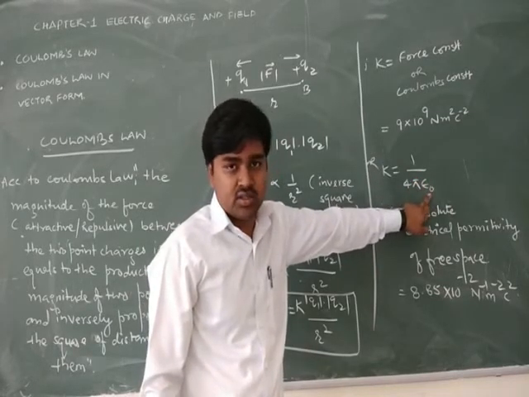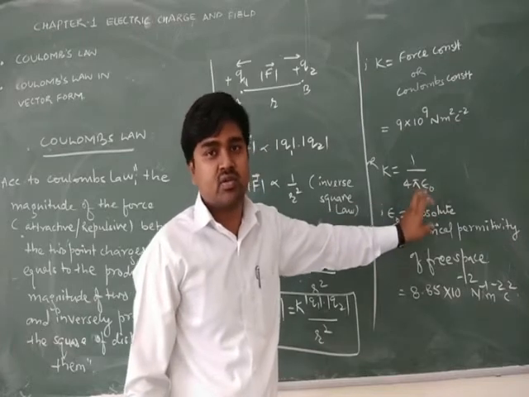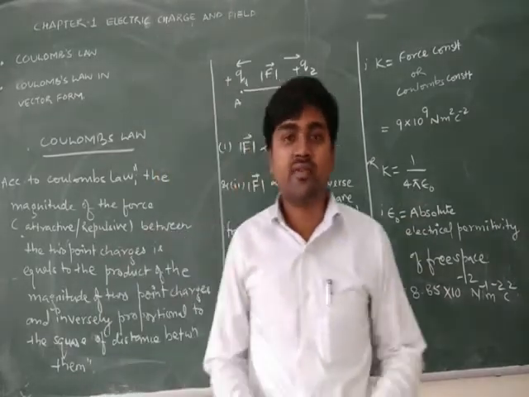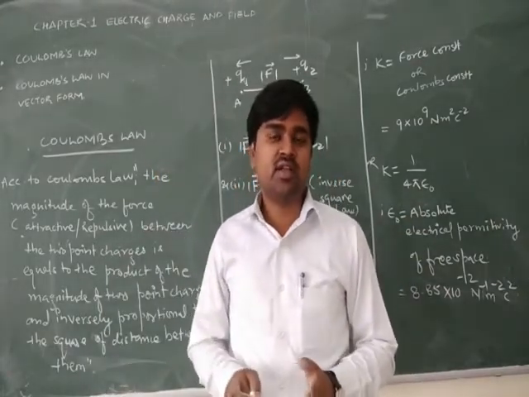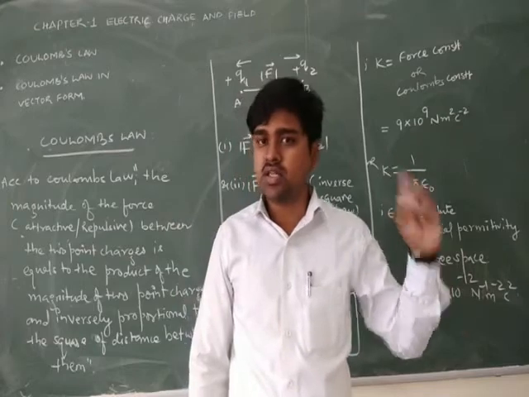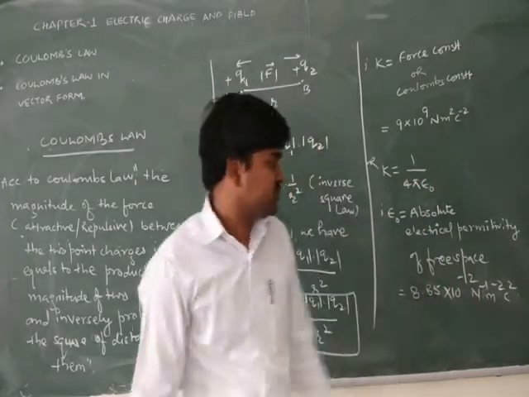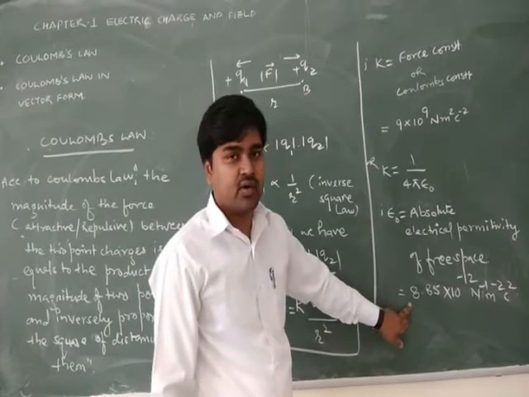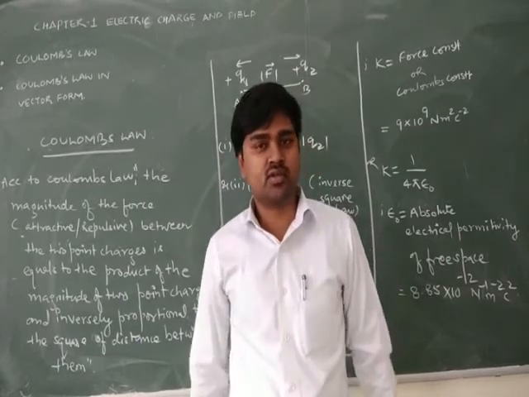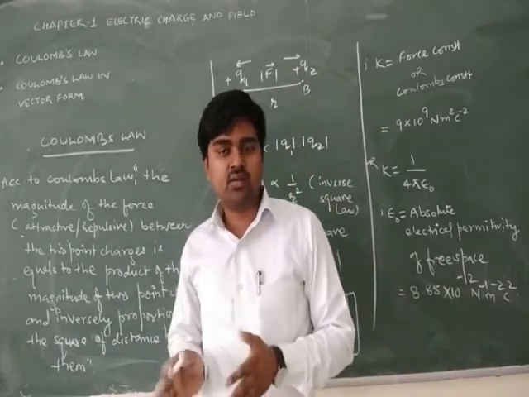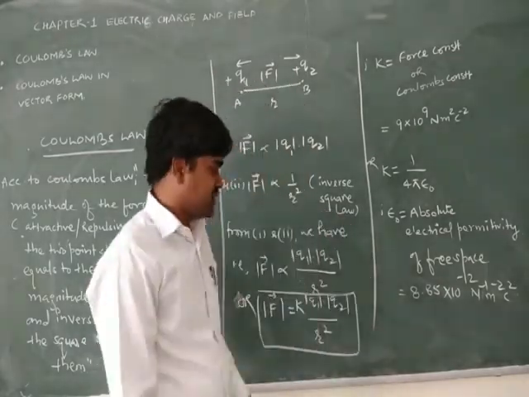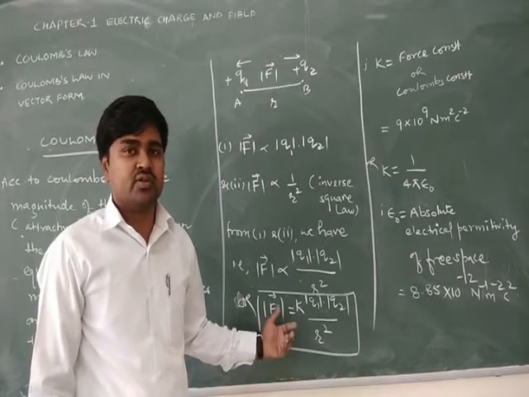I have placed a naught here, so it completely sounds like epsilon naught, which is the absolute electrical permittivity of free space. Epsilon naught signifies where the charges are placed. Free space means the charges are placed in free space. In free space we have a value of 8.85 into 10 raised to the power minus 12 coulomb square per newton meter square. So Charles Augustin de Coulomb gives the magnitude of force acting between the 2-point charges, and this is the formula to calculate the magnitude of the force.